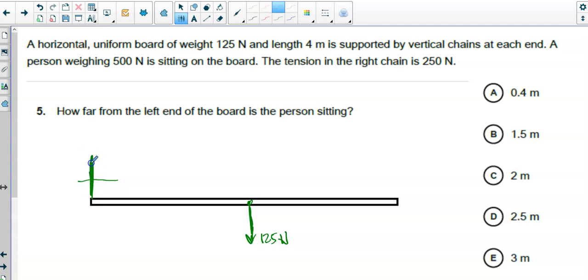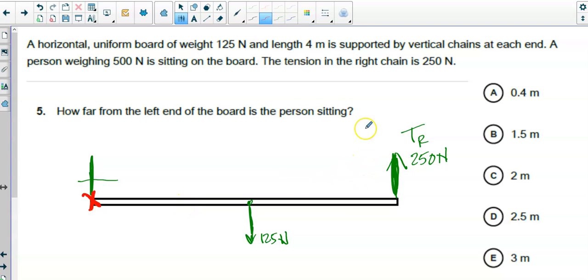So chain number 1 is over here. Let's see. The right-hand chain has a tension of 250 newtons. We'll call that tension right. All right, and the person is sitting somewhere on here, but we don't know exactly where. We also don't know anything about the left chain. But here's what we can do. We're going to choose the left chain as our axis of rotation, since this thing's in equilibrium.